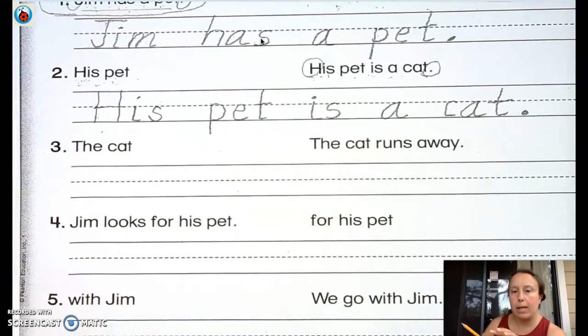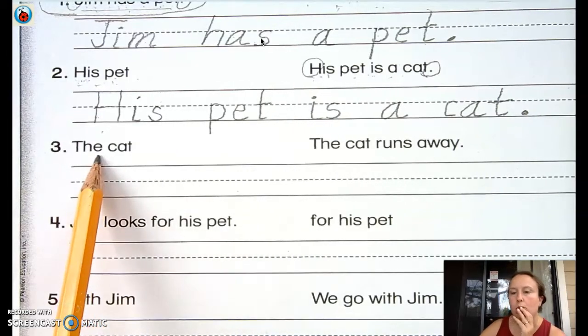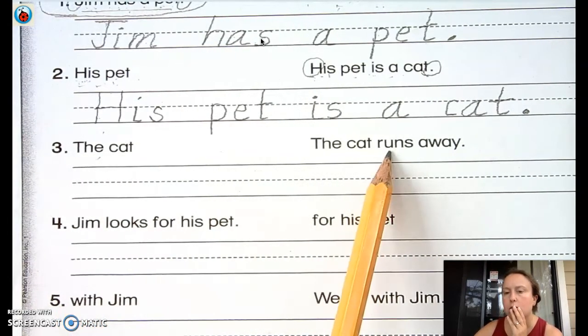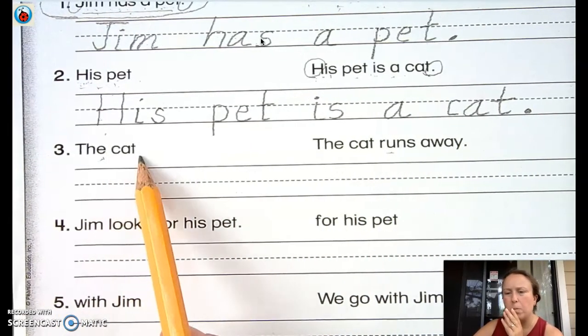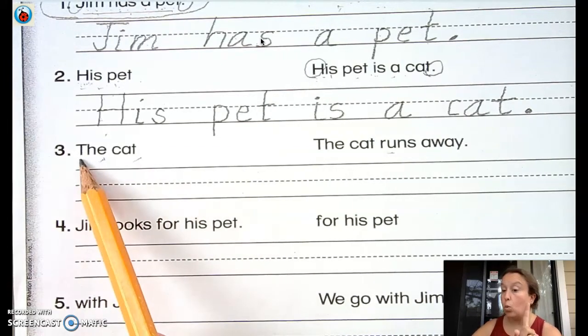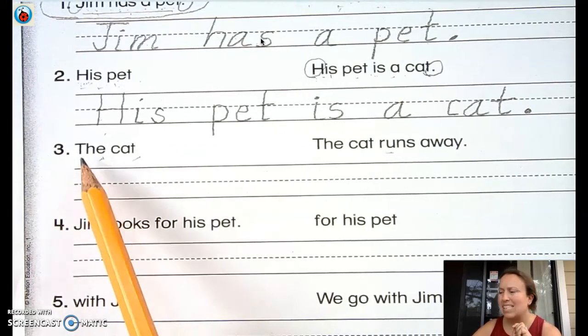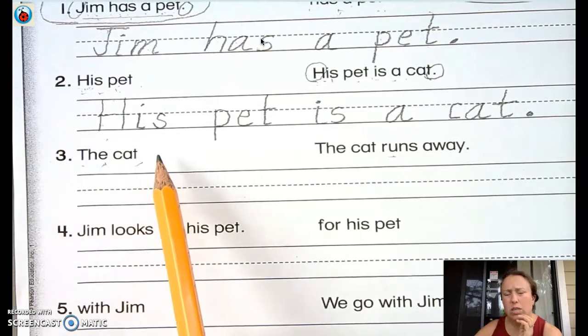Can you already pick out which one is correct? Why is this one wrong? Why is this one right? What is this missing? Is there an ending punctuation mark? Is there a capital? Oh, trying to trick you. Is this a whole thought? What does that say?